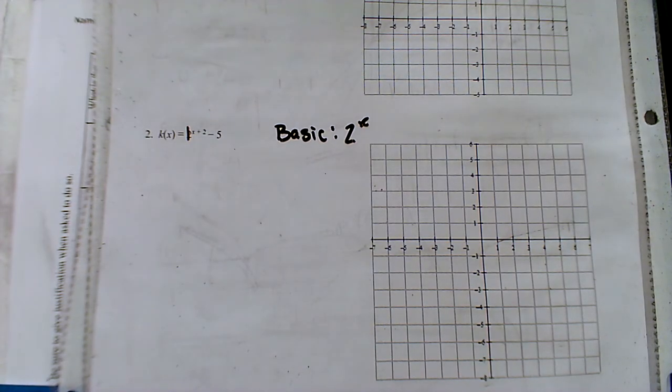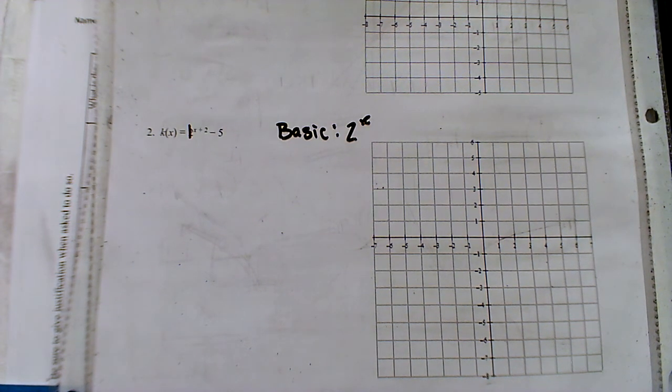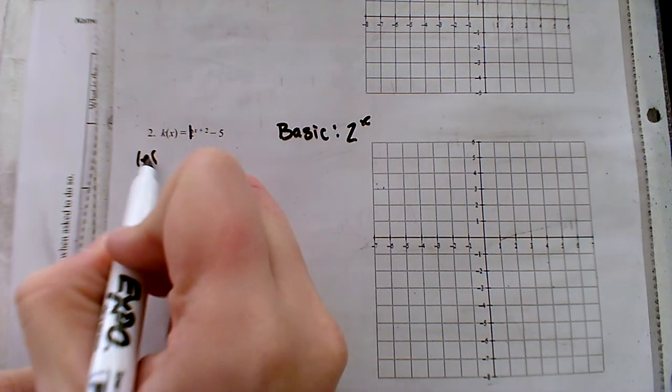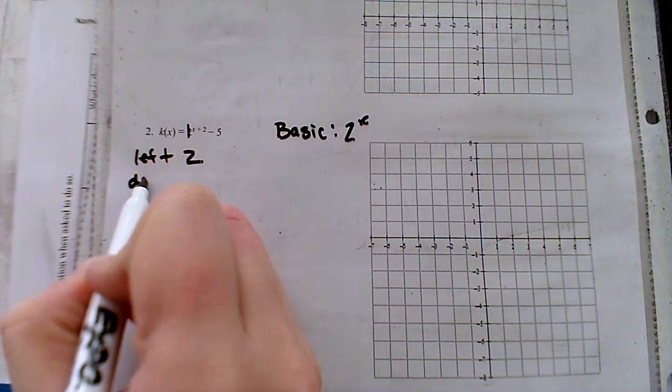Everything else, though, in that equation is some type of transformation or change. So we're going to have to take our time, take a look at what's left, and kind of pick apart what the actual change is. So can you look at the equation and can we start to label some? Yeah. Left 2. Okay. I like it. You want to keep going? Yeah. Down 5. Looks good.